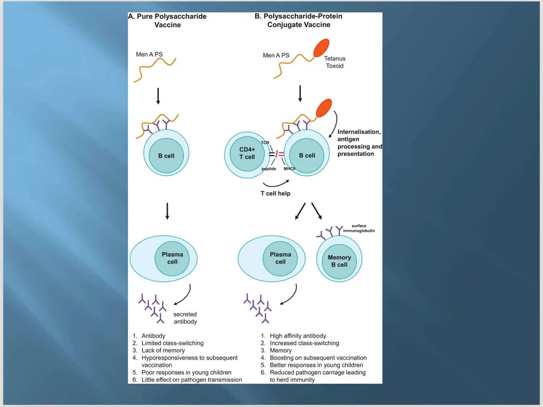So because of this toxoid, the B cell will engulf this vaccine, digest and process it, and present it on the surface by major histocompatibility complex. Then the T cell will get attracted and bind with them, and release cytokines which will activate the B cells, and these activated B cells can then differentiate into both memory cells and plasma cells.